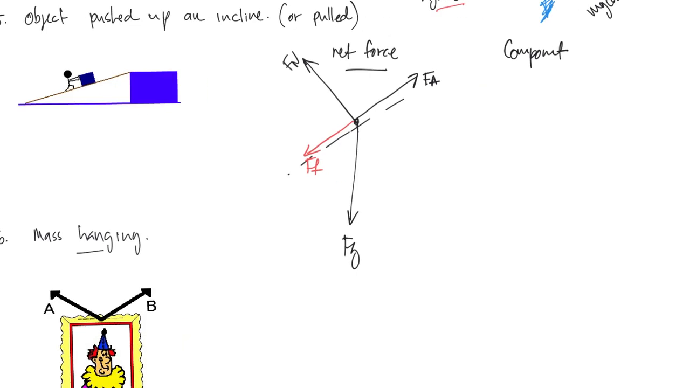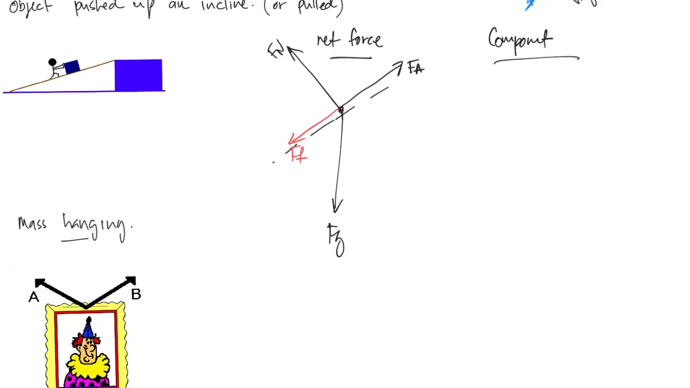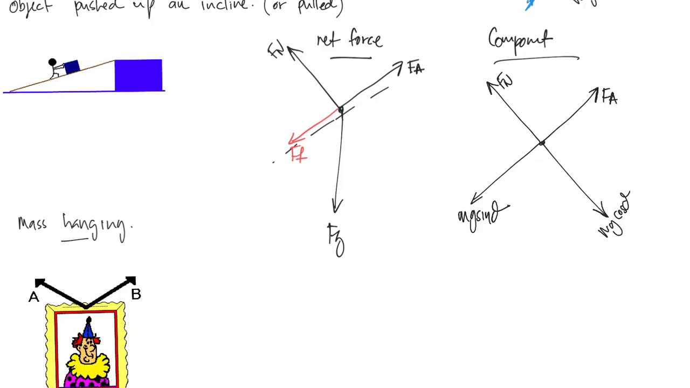So when I draw the component diagram then, in this component diagram, I've got my force of my normal. Directly below that, I've got mg cos theta. Going down this way, I've got mg sine theta. And then going up the incline, because I'm pushing it up the incline, I've got a force applied. So that would be if you just push something up, something frictionless.